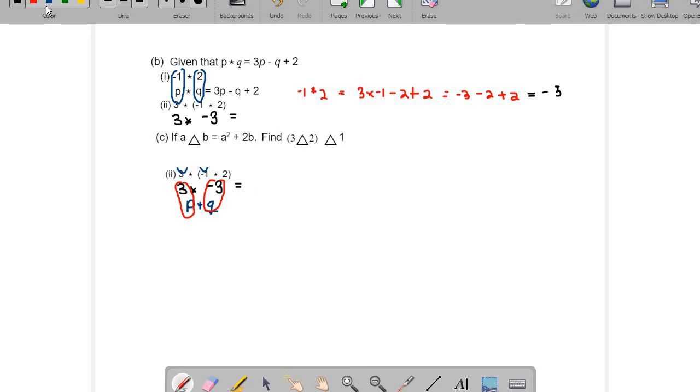I'm just going to write the rest of this binary operation, which is 3p minus q plus 2. And we're going to do the same thing we did before, which is to replace the variables with their corresponding values. So it's going to become 3 times, instead of writing p, I'm going to write 3, minus q, that's -3, plus 2.